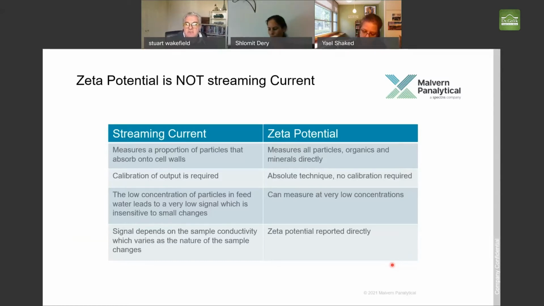It doesn't matter what the material is because we're measuring the material directly. All types of particles, organic, doesn't matter. It's an absolute technique, no calibration, which is obviously beneficial. We can also measure at incredibly low concentrations.